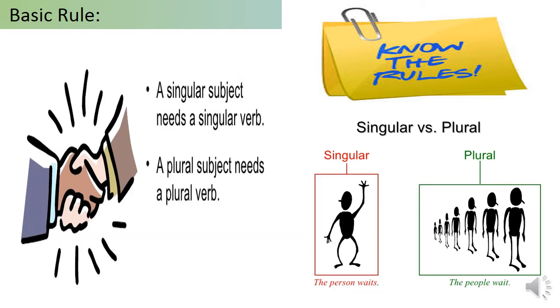The basic rule that we have to keep in our mind is a singular subject needs a singular verb and a plural subject needs a plural verb. I have given you a pictorial representation here. You can see that the singular subject, the person, is followed by the singular verb waits. The same way, the people is a plural subject, it is followed by a plural verb which is wait. Okay, so this is actually the basic rule.